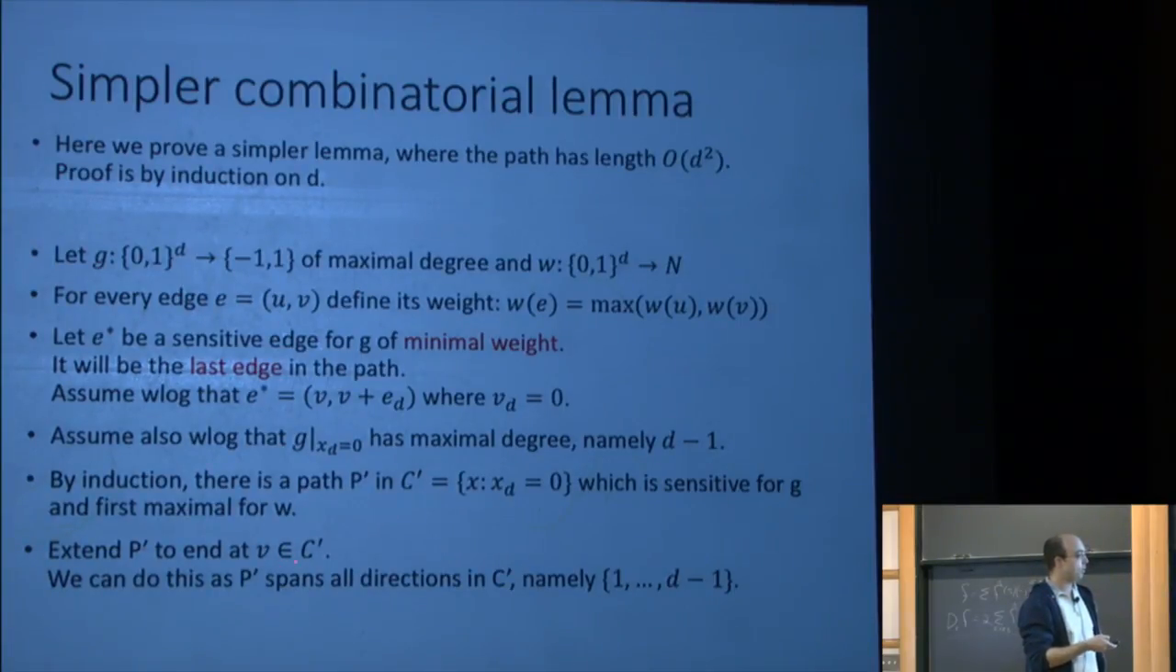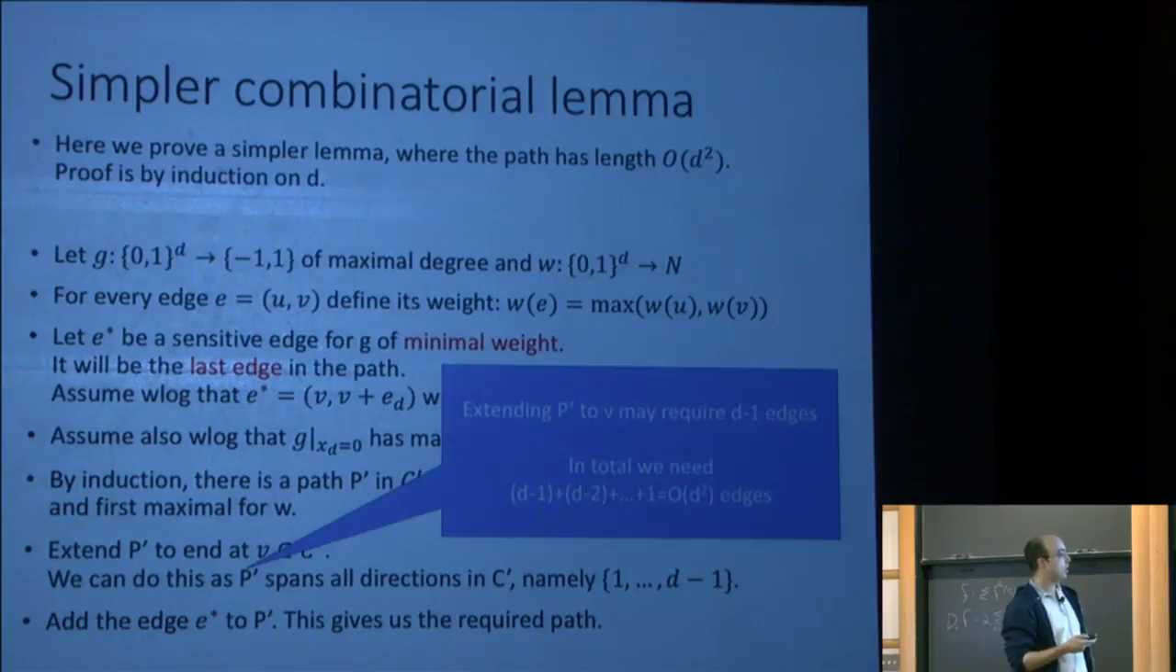This is the way we defined it. So we just go there and add this last edge and we're done. This is a very, very simple inductive argument. Why do we get length D squared? Basically because here we might need to go over D edges, right?